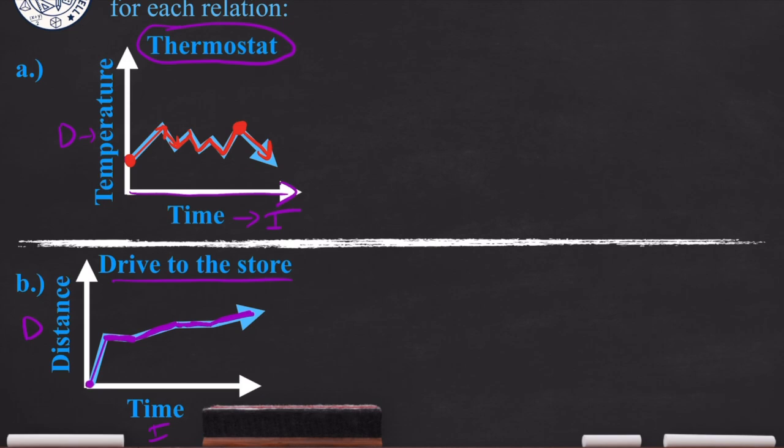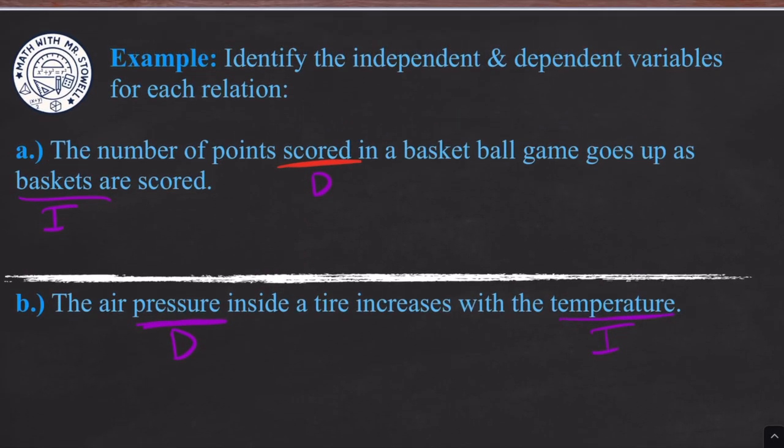Remember, independent, you can't control. Dependent is something that can be controlled by whatever the situation is happening. Like in this one, we can't control the time, but we can control the distance that we're going away from our house. And the one above, we can't control the time, but the temperature can be affected based off of the time if we have a thermostat. With that one, the pressure in the tire depends upon the temperature. Temperature, we would not be able to control that temperature, but the pressure is controlled by the temperature.